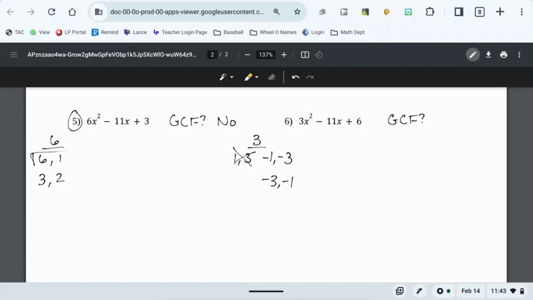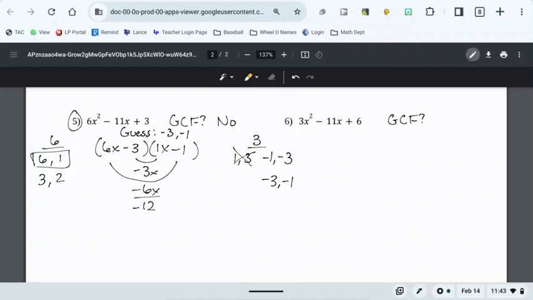Let's start with trying 6 and 1. So we have 6x, 1x. And let's guess -3, -1, just to give it a go. So -3, -1. Smiley face check. -3 times 1 is -3x. 6 times -1 is -6x. If we add those together, we get -9x. So we're close. We're trying to get to -11. So that doesn't work.